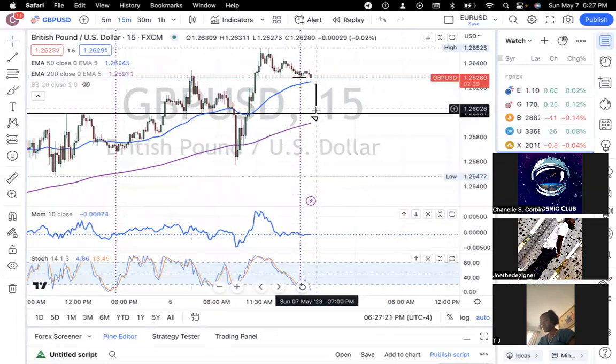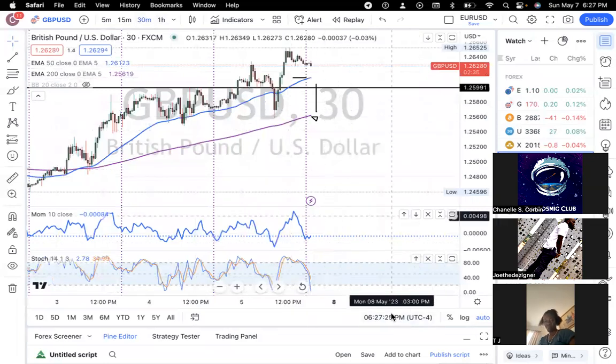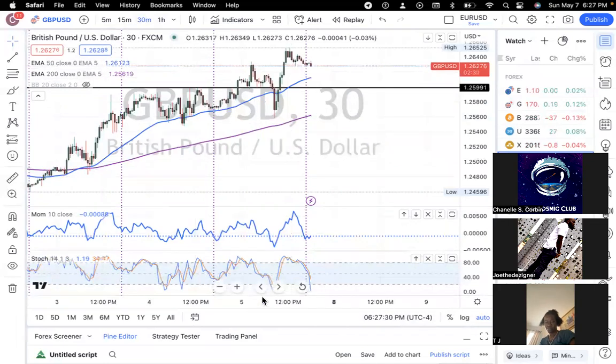Okay, still gonna be selling for a minute. Yeah, so GBP USD, y'all can look at for a sell right now if y'all would like, just because it's looking like that's what it's doing.